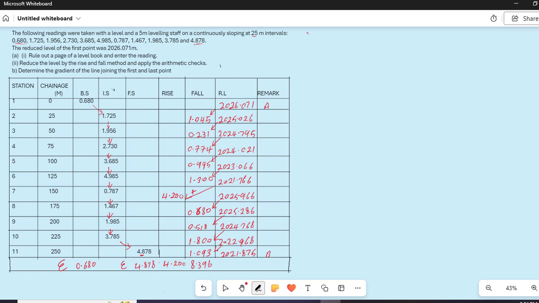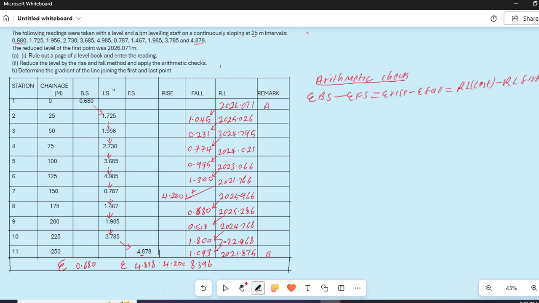So we can have the arithmetic check. On the arithmetic check, we usually know that the summation of backsight minus the summation of foresight equals the summation of rise minus the summation of fall, which equals the last reduced level minus the first reduced level.